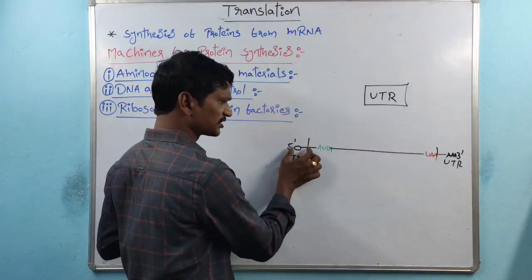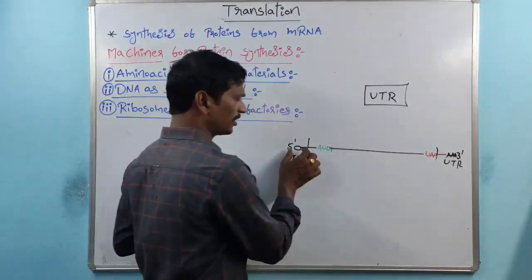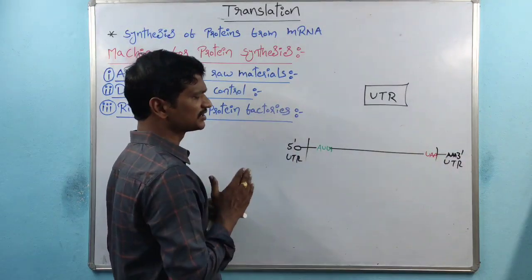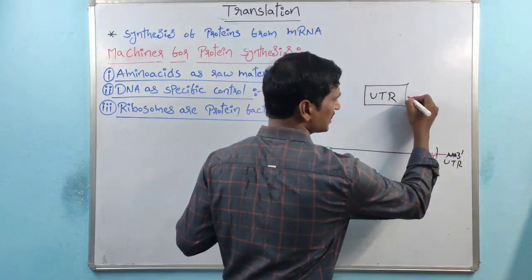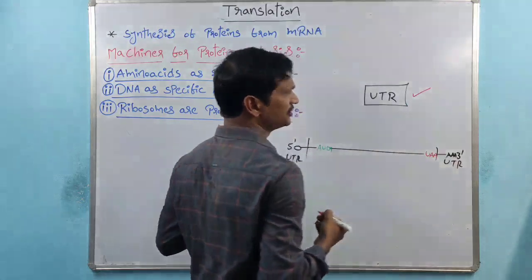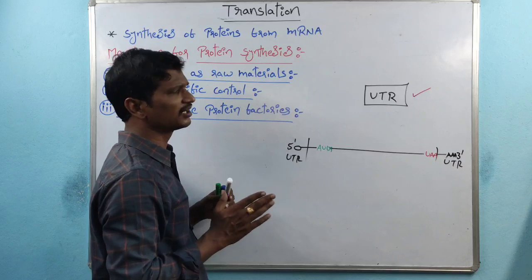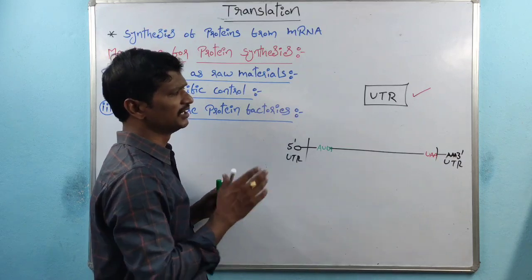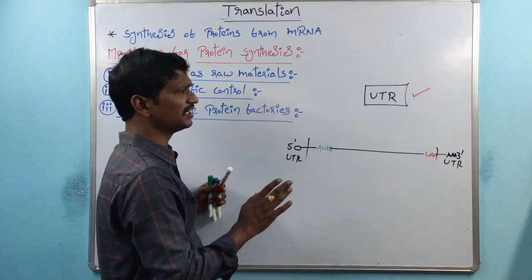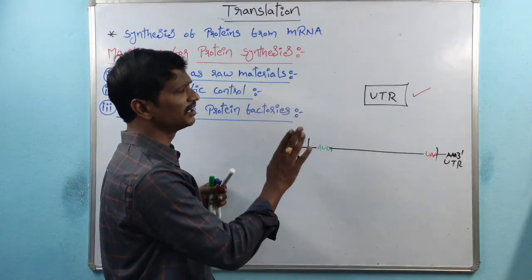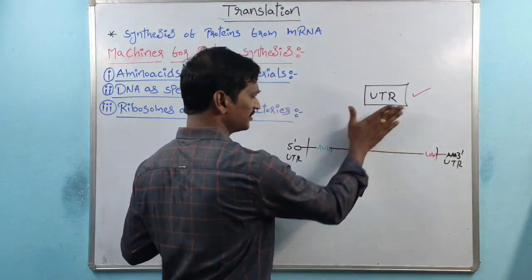So these regions, before the initiation codon and after the termination codon, are called UTR regions. UTR means untranslated regions, which are not involved in the translation process. These sequences are unable to code for amino acids. So this is about the UTR sequence.